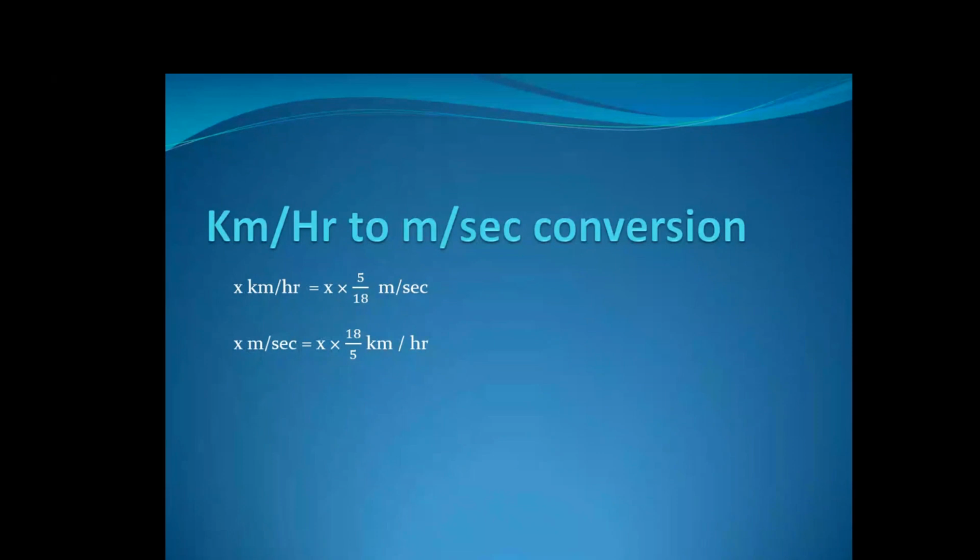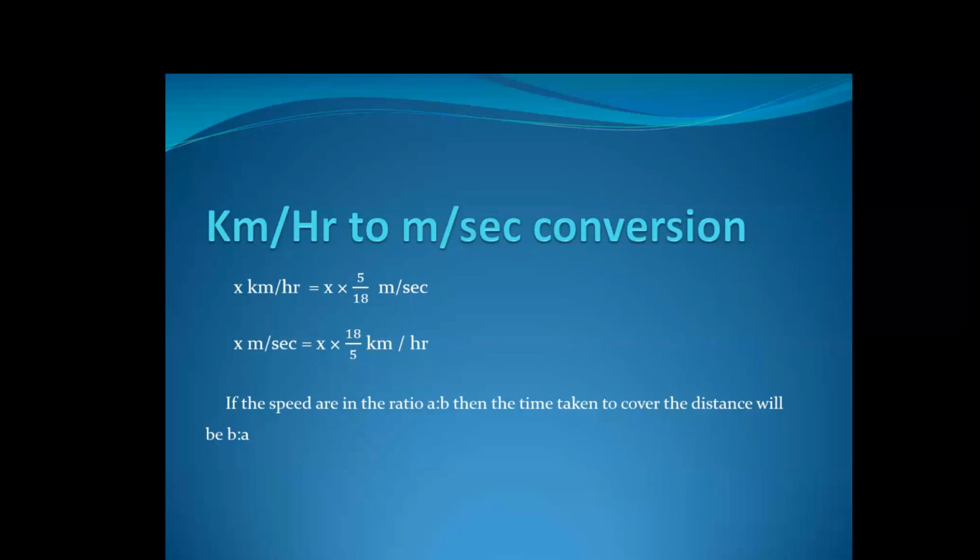If the speeds are in the ratio A is to B, then the time taken to cover the distance will be B is to A. For example, they are comparing two vehicle speeds, either a car and a train or a car and a bus. They can compare any two different things. If the speed ratio is A is to B, then the time taken to cover the distance will be B is to A.